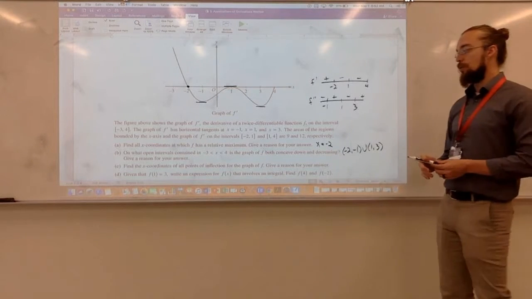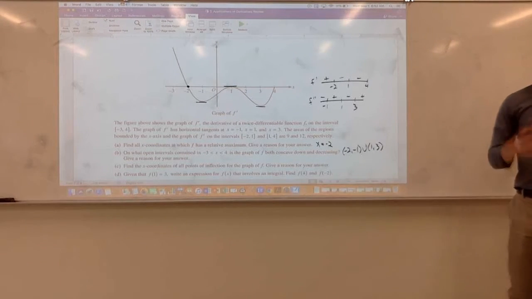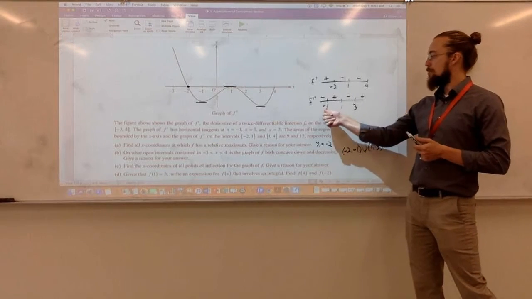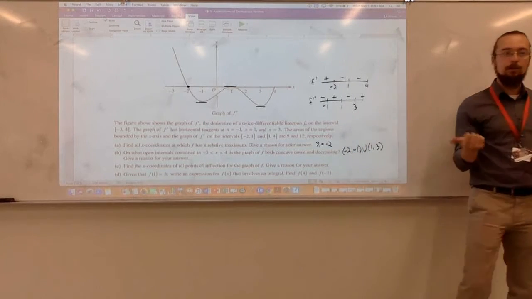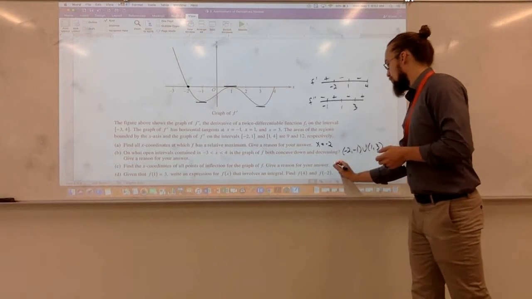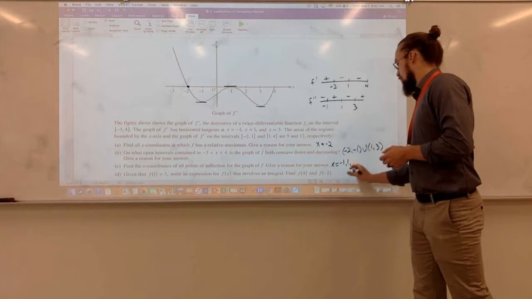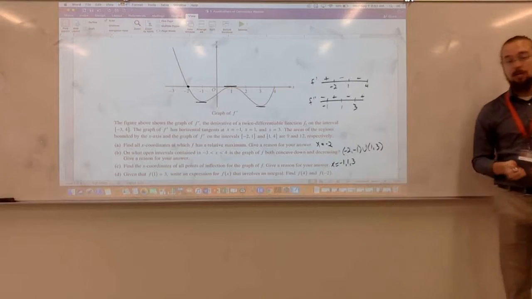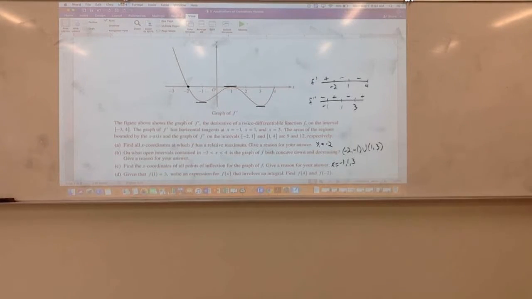It just says find the x-coordinates of all points of inflection. Well, points of inflection are where the second derivative changes sign. So just looking at the sign chart we already created, that happens at -1, 1, and 3. And again, the reason for your answer, you'd say the slope of f prime changes sign, or we could say f double prime changes sign.